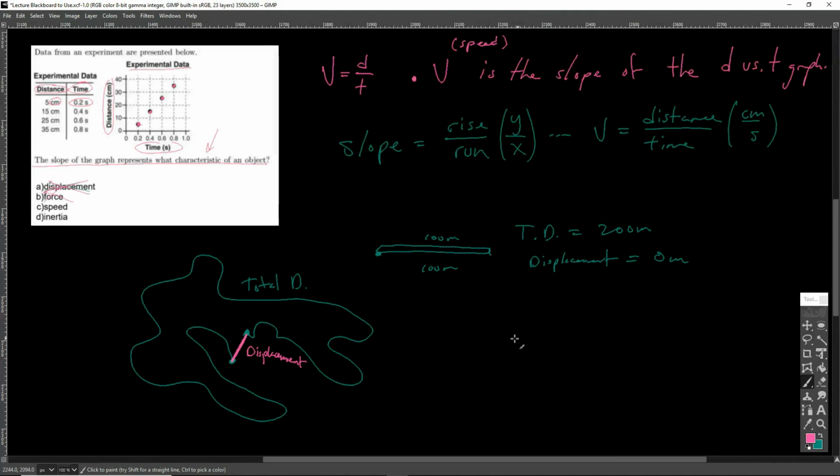It's not force. You know, force is mass times acceleration. We don't see any masses. We don't see any accelerations here, so it can't be force. It's going to definitely be speed. It's not inertia, okay? This is not a graph of inertia because I don't see inertia anywhere on there. And it has nothing to do with mass and acceleration. So we know for sure that the slope of the graph is showing the velocity. Okay, that's the whole point of this. So the answer is C.